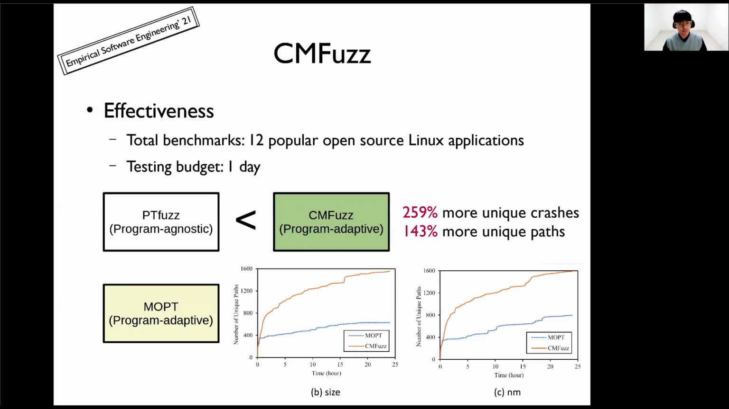And additionally, SAMFuzz also compared with the previous program adaptive fuzzing technique, MOPT. According to their paper, the performance of SAMFuzz is much better than that of MOPT. As you can see in this graph, the x-axis means the testing budget and the y-axis the number of unique paths. And as you can see, SAMFuzz is much better than MOPT.